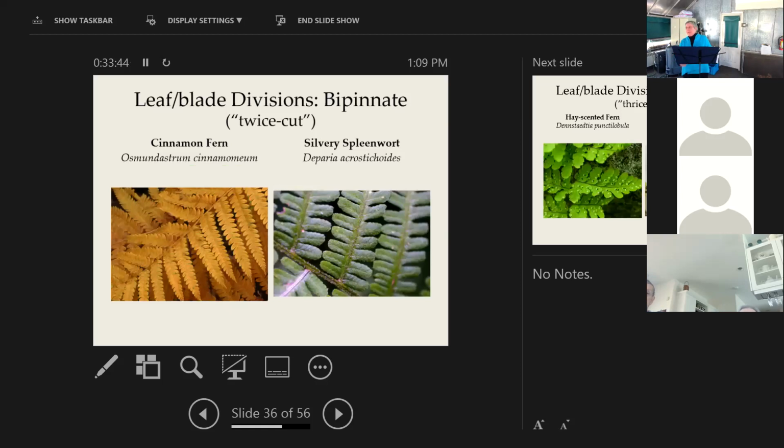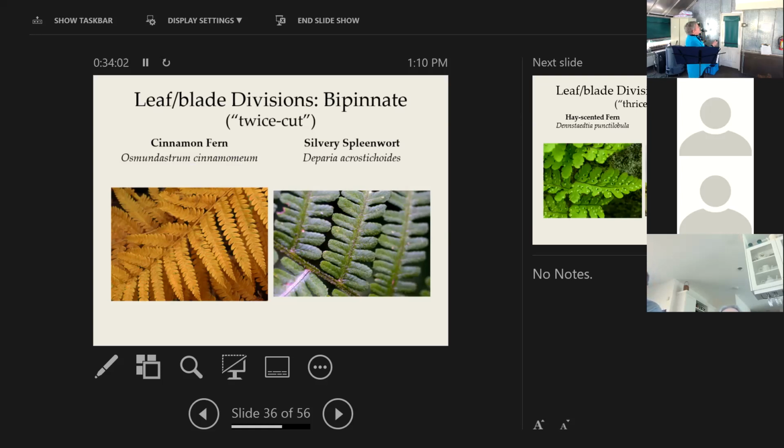Well, then we have bipinnate. So now the blade is divided into pinnae, and then the pinnae are divided into pinnules or subleaflets. And you can see with this cinnamon fern what a lovely color it can get in the fall.